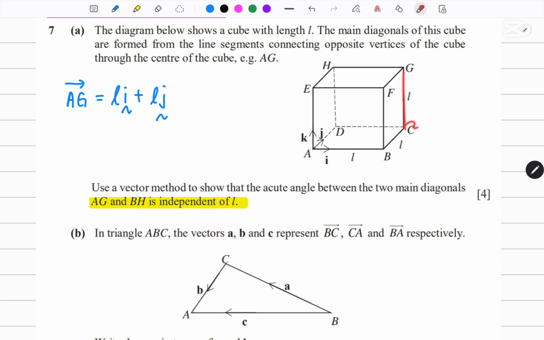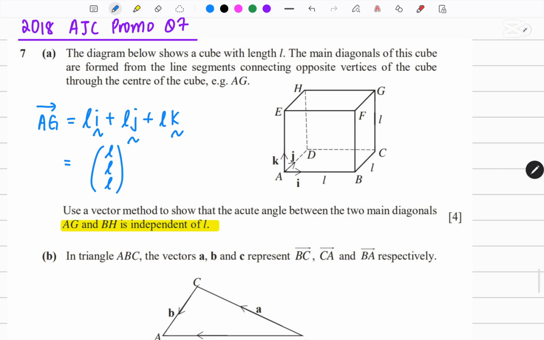And then now I'm going to go upwards, so it will be plus L of vector K. But usually it is always easier to read this in column vector notation compared to IJK notation. So I'll convert this into column vector, which will be L, L, and L. So that is for AG.